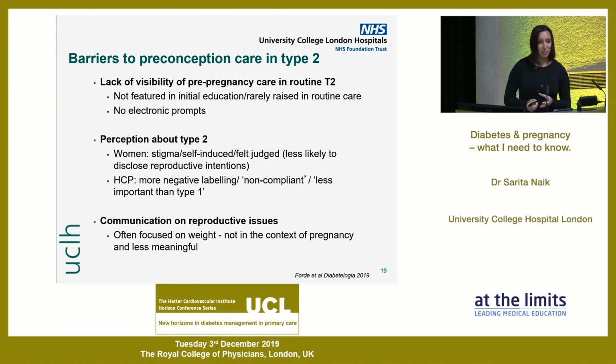There's also something about the perception of type 2 diabetes. For women, they felt that there was a lot of stigma. They felt that their diabetes was self-induced and therefore they shouldn't really be talking about anything else. They felt judged about this. And because of all these feelings, they were less likely to disclose their reproductive intentions. For healthcare professionals, we used more labels which were negative. We said things like non-compliant, less important than type 2. But of course, the risks are just the same for type 2 as they are for type 1 diabetes, so that's not true.